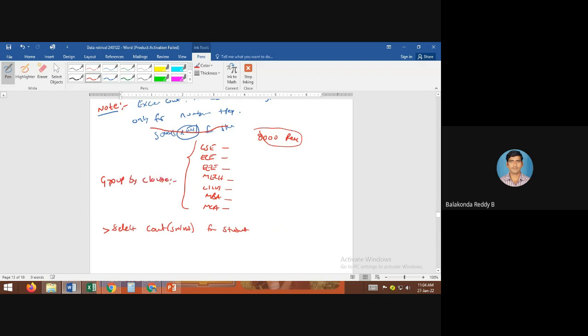This group by clause means the result is displayed based on the group. See, group by clause I am using here, guys listen. Select count of roll number from student group by, I am grouping that. Based on which factor am I grouping this one? Branch. So select count of roll number from student group by branch.